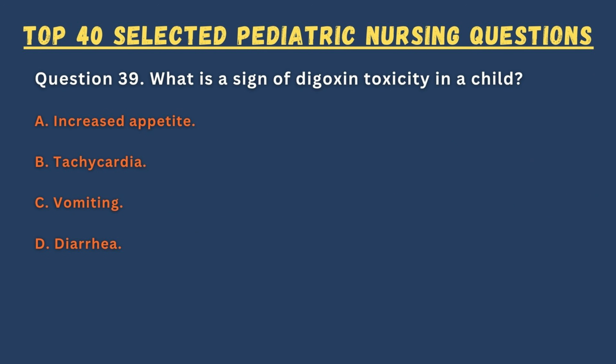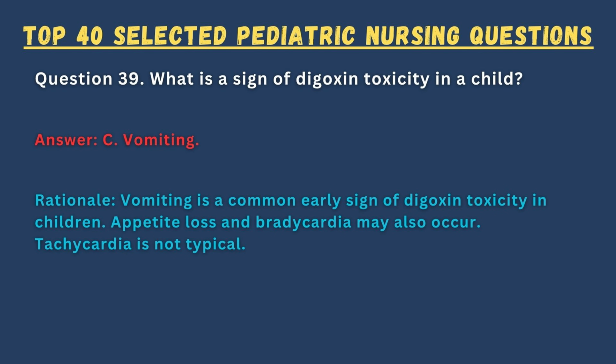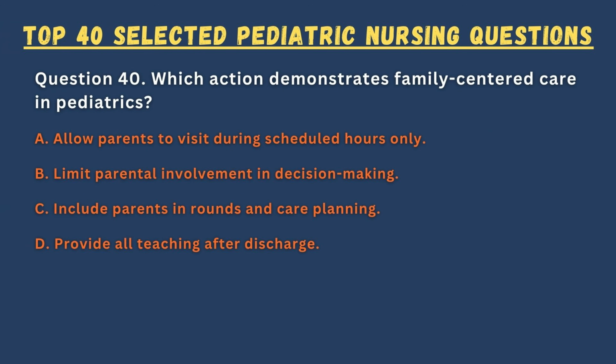Question 39. What is a sign of digoxin toxicity in a child? A. Increased appetite. B. Tachycardia. C. Vomiting. D. Diarrhea. Answer. C. Vomiting. Rationale. Vomiting is a common early sign of digoxin toxicity in children. Appetite loss and bradycardia may also occur. Tachycardia is not typical.